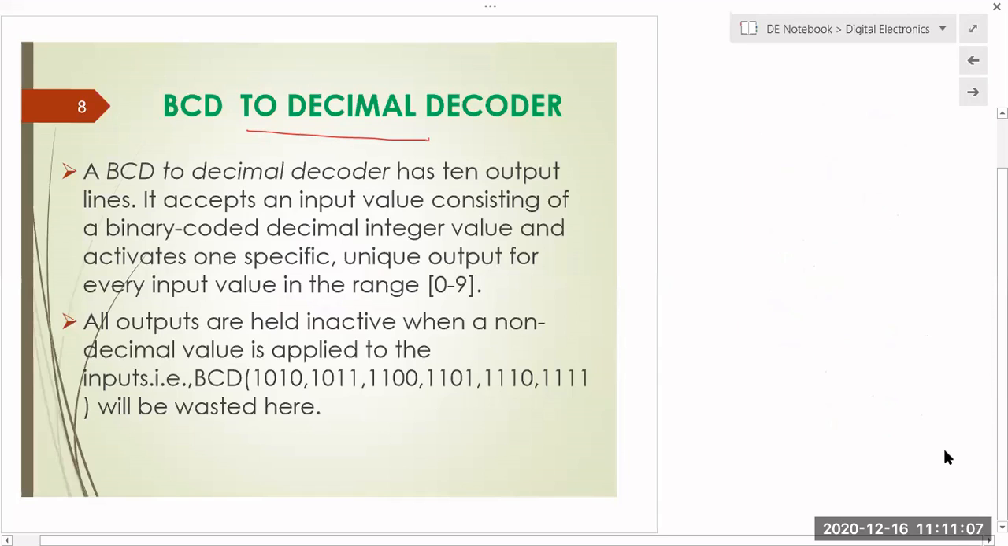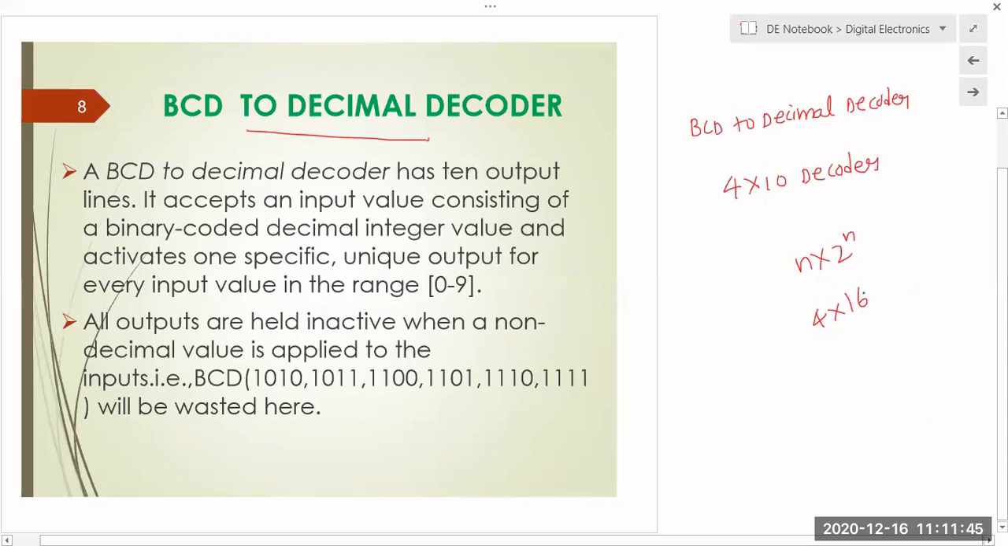But now what I am going to discuss is the BCD to decimal decoder. Can anyone tell BCD to decimal? The BCD to decimal decoder is nothing but a 4/10 decoder. Generally I cannot name it 4/10 because a decoder is always n to 2 power n, so it would be 4/16, that is a binary to hexadecimal decoder.